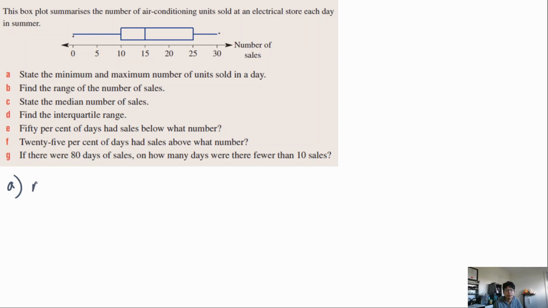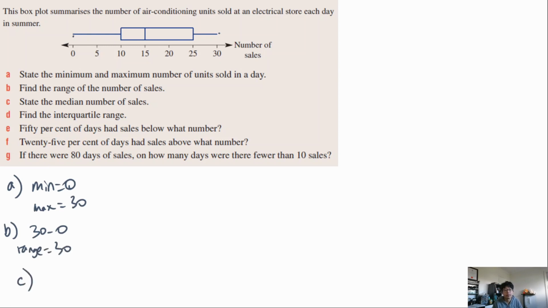So that will be minimum equals 0 and max equals 30. Alright, now question B. We learnt what a range is. So range was max minus minimum, and we worked that out over here. So that would just be 30 minus 0. So the range equals 30. Let's go to the next question now.